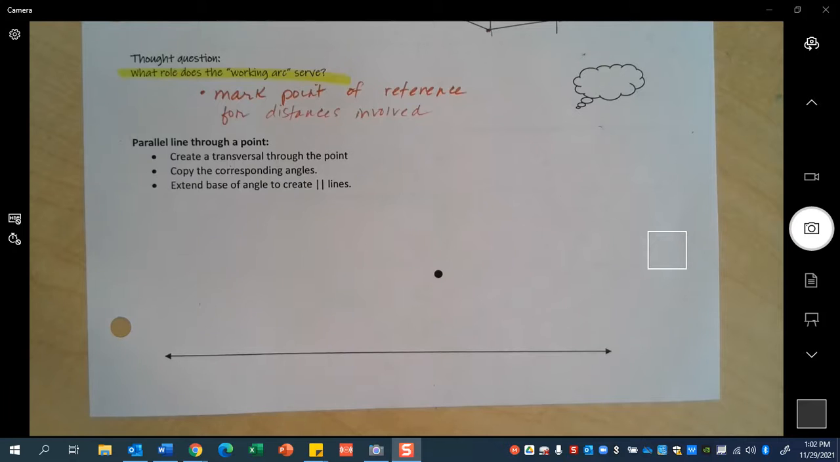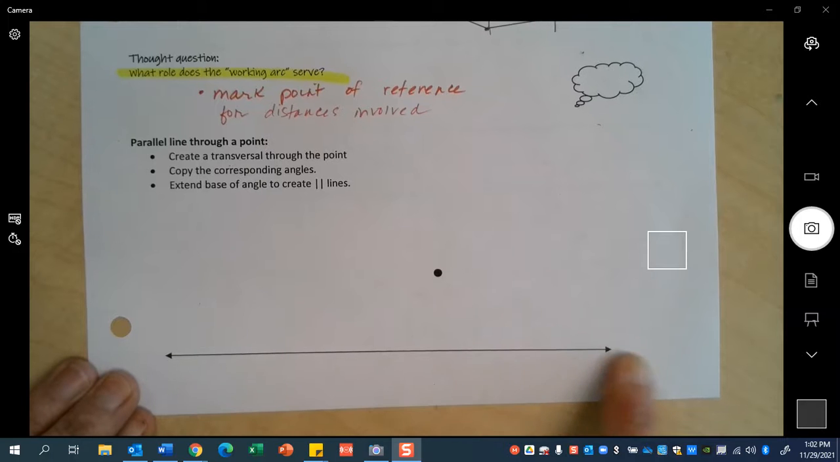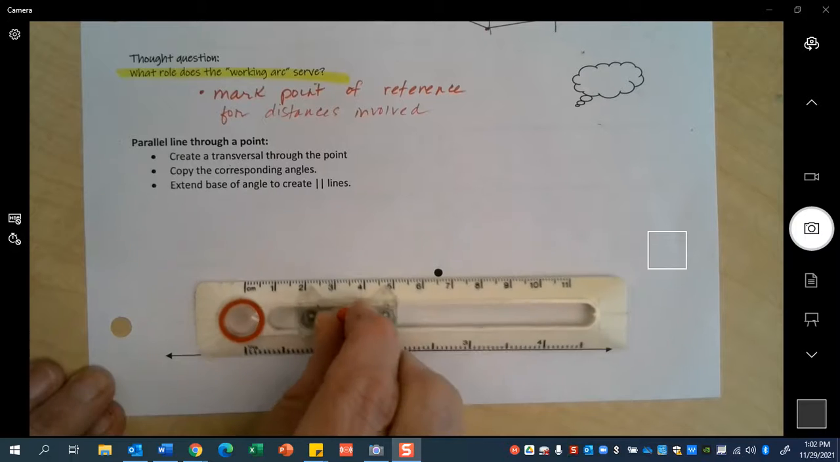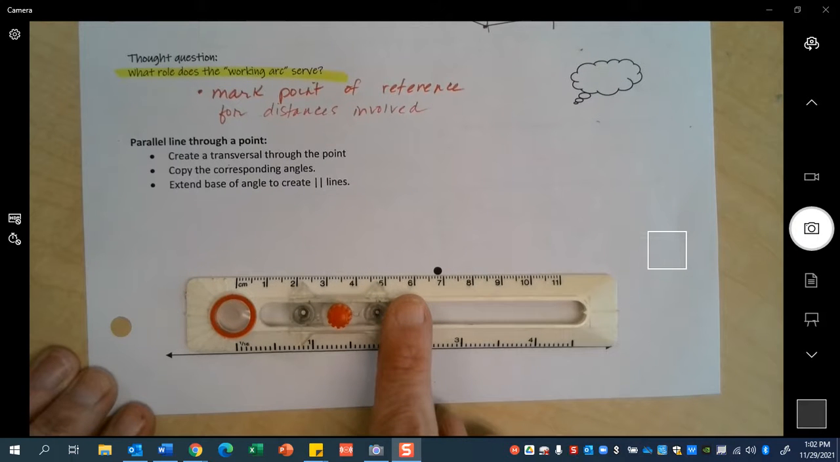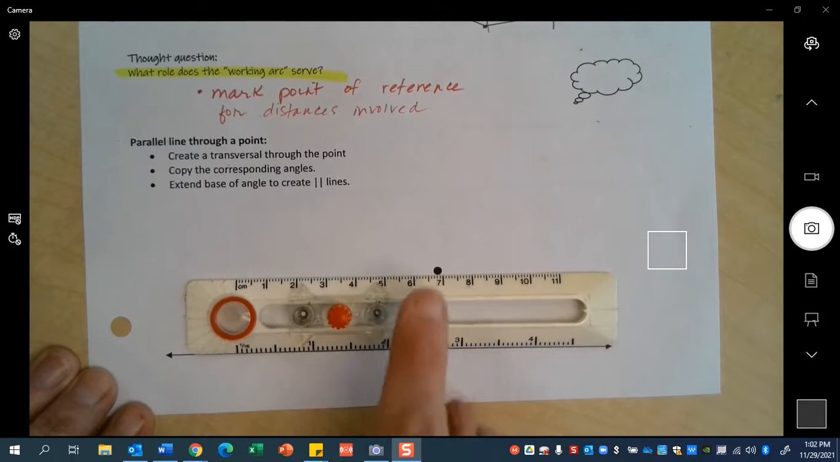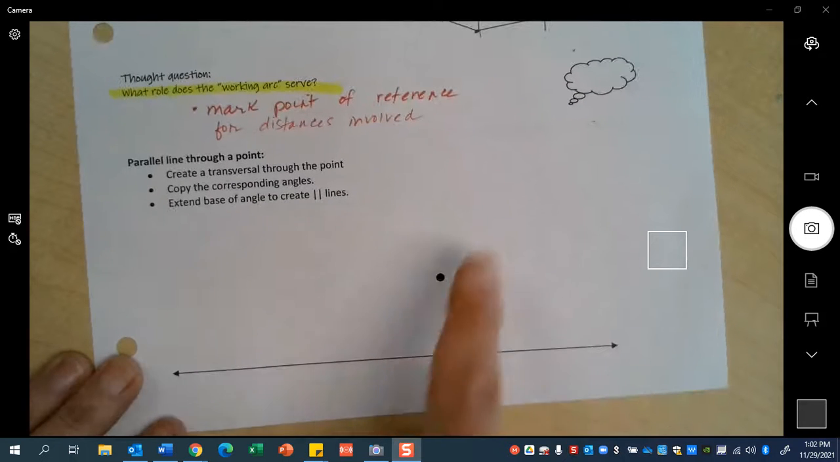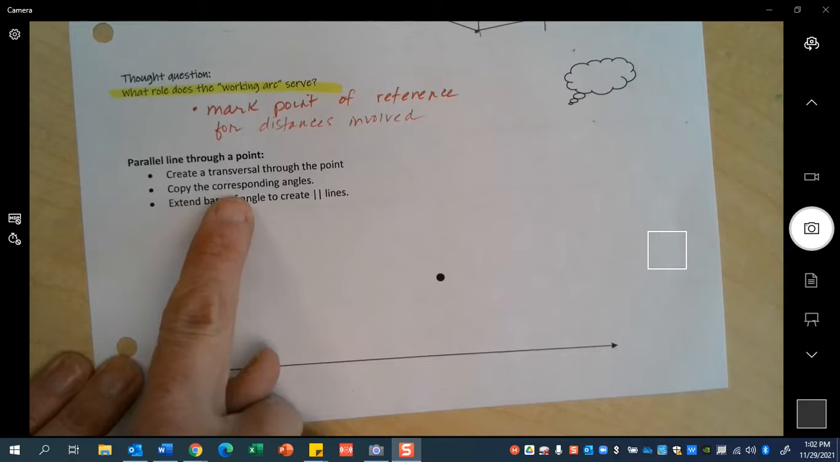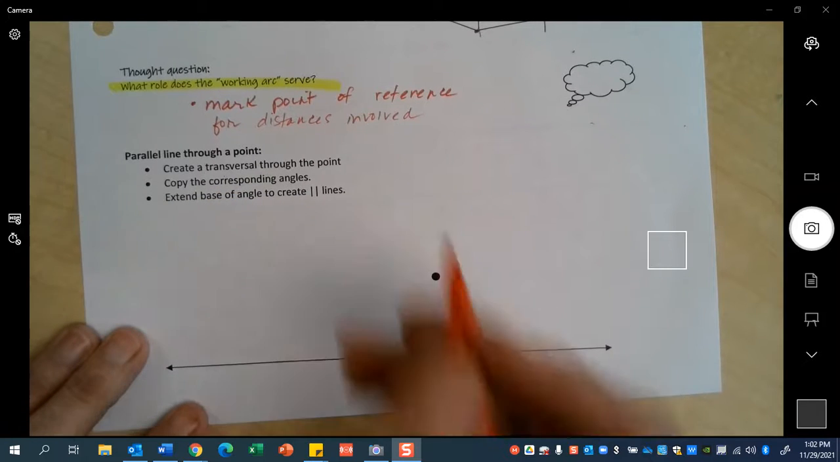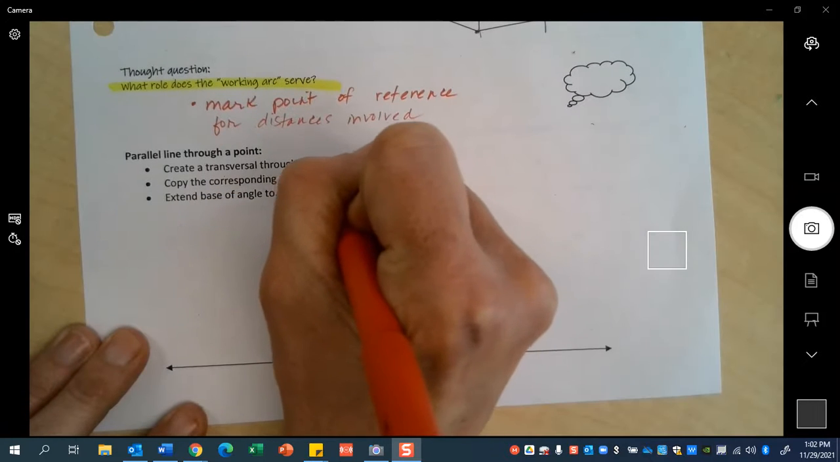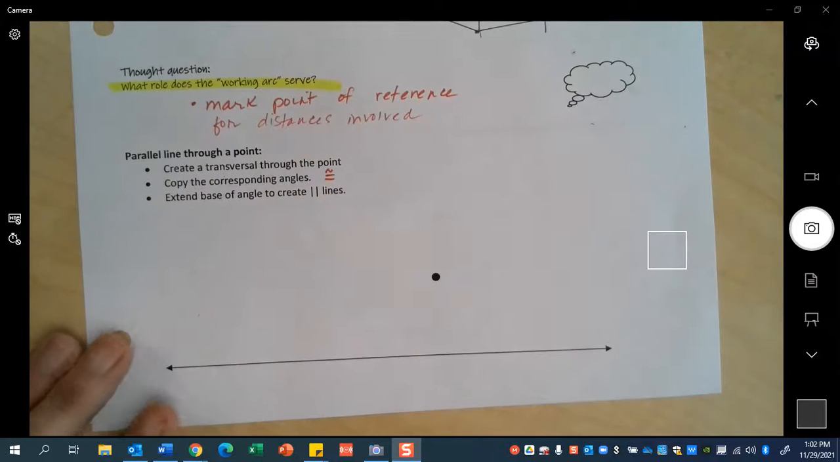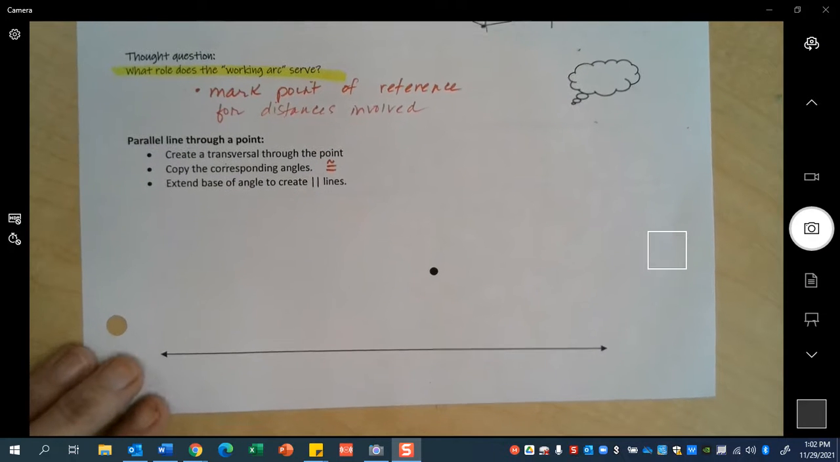Right, so when we're coming up with the construction for a parallel line through a point, here I have my baseline that continues in both directions forever, and my goal is to create a line that's parallel to this line that goes through that point. I'm going to do it by creating congruent corresponding angles. If I have congruent corresponding angles, then I know the lines are parallel by that converse.